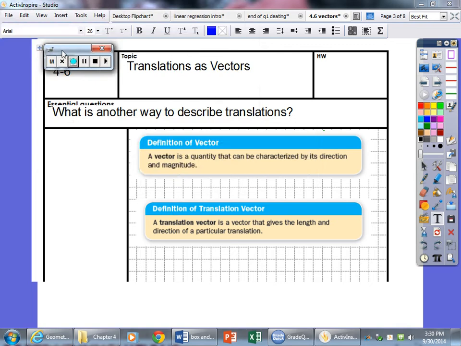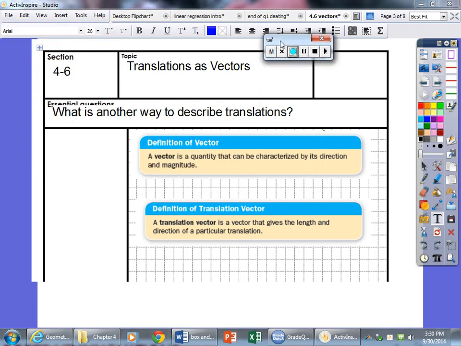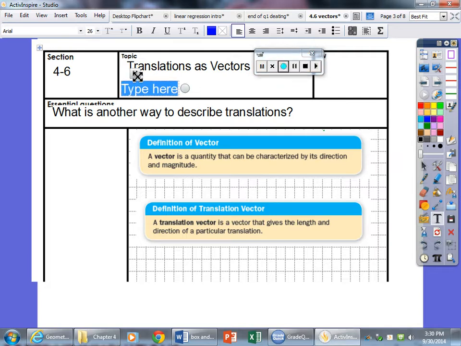Okay, so today we're going to talk about translations as vectors. This is Chapter 4, Section 6. Once you finish the video, what you need to do is go to page 220, and you need to do numbers 3 through 7. And we will go over these tomorrow in class.